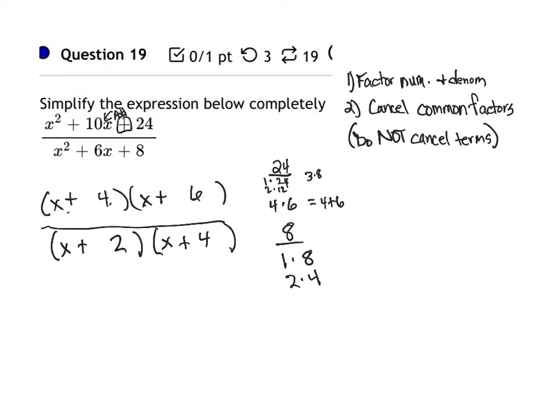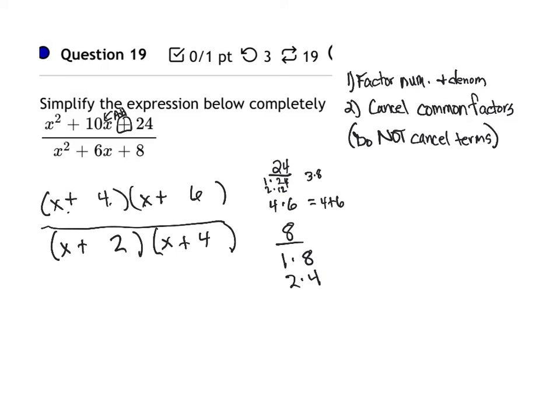So we factored everything. You can only cancel common factors. So that means you cancel a binomial with a binomial, a monomial with a monomial. Now these are all binomials, so that's good. So we're going to cancel any common binomials that we have.